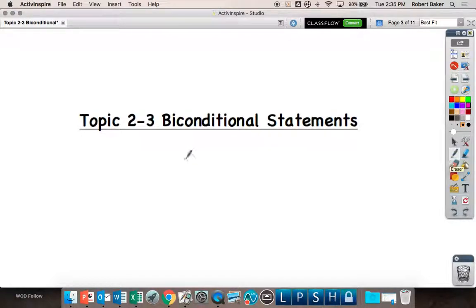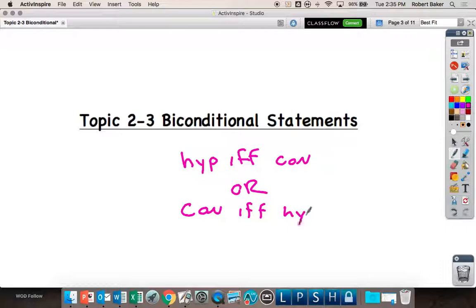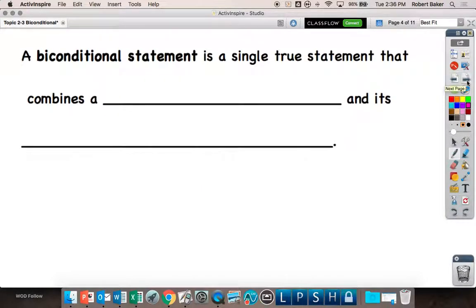biconditional is going to be this. It goes both ways. You can read it hypothesis if and only if conclusion, or you can read it conclusion if and only if hypothesis. It both makes sense. Now, do you see the word if and then in these statements? No. When something becomes biconditional, it loses the word if and then. So there's one magical thing that has to happen, right?